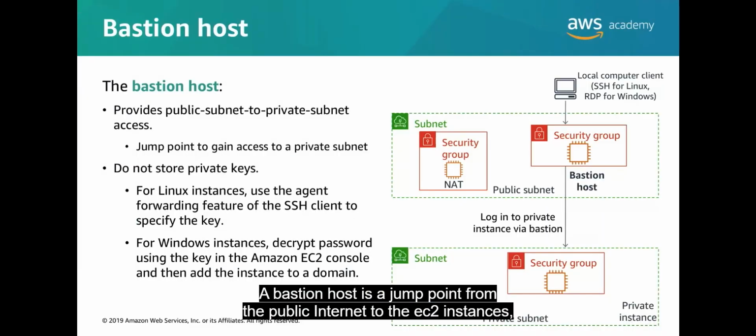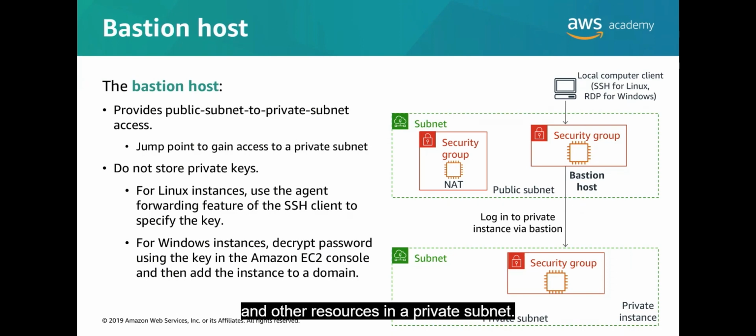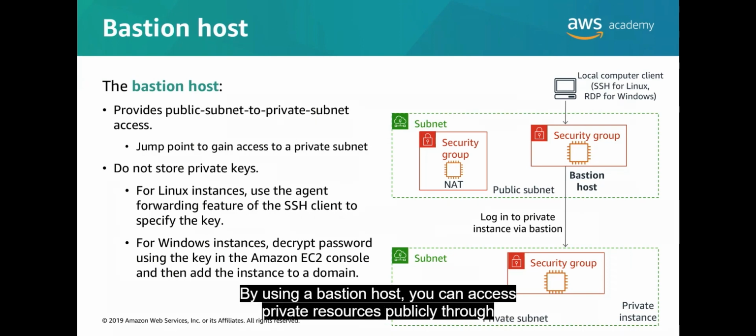A bastion host is a jump point from the public internet to the EC2 instances and other resources in a private subnet. By using a bastion host, you can access private resources publicly through the internet in a way that minimizes the attack surface of your private subnet. Users must have valid keys for both the bastion host and private instances.